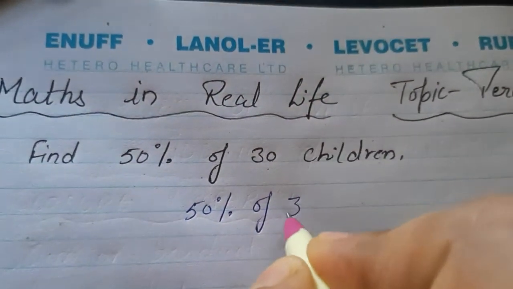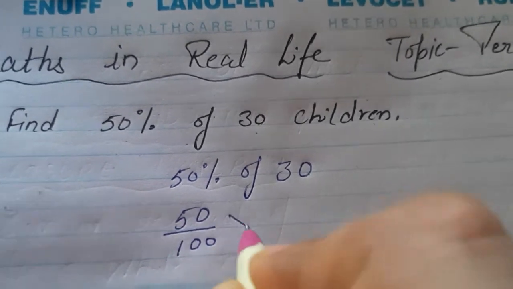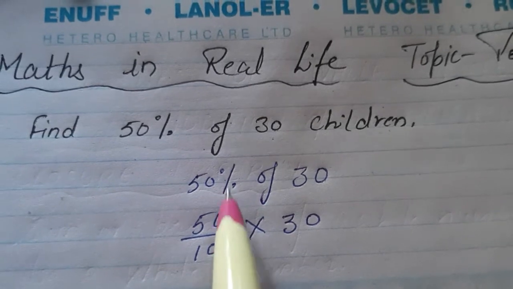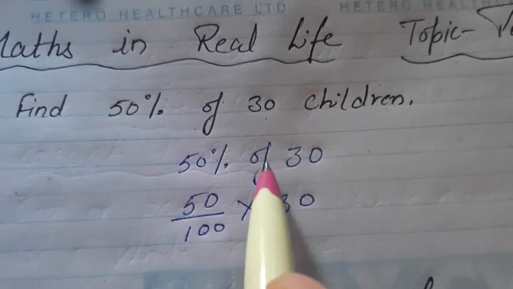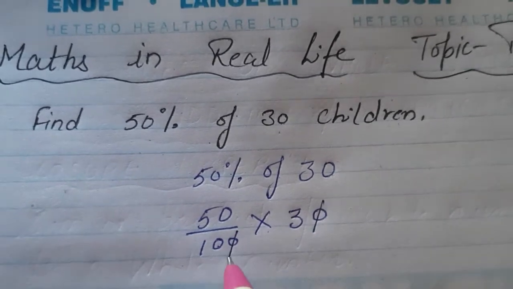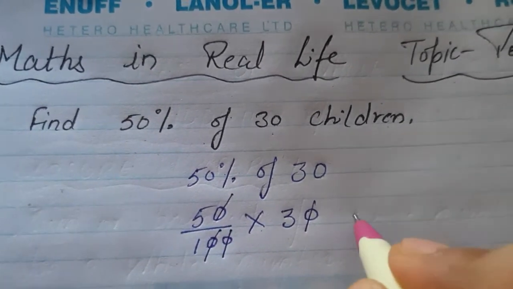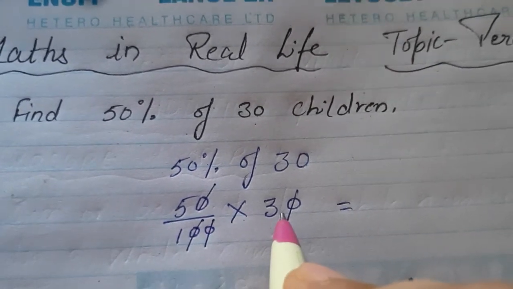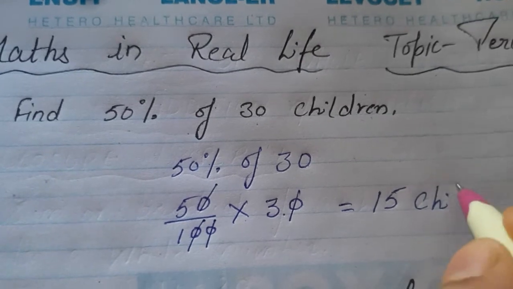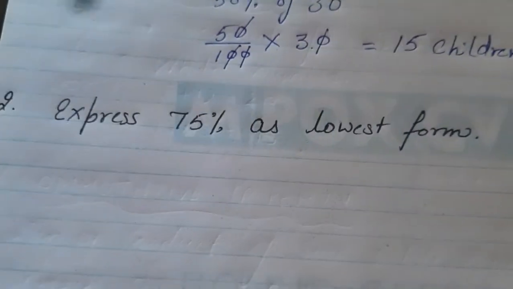50% of 30 can be written as 50 by 100 into 30. We will change the percentage, we will divide it by 100, and "of" means multiply. Now we will do the cancellations. This 0 will cancel out with this 0, and we will multiply numerator with numerator. 5 3s are 15, so 15 children is 50% of 30.